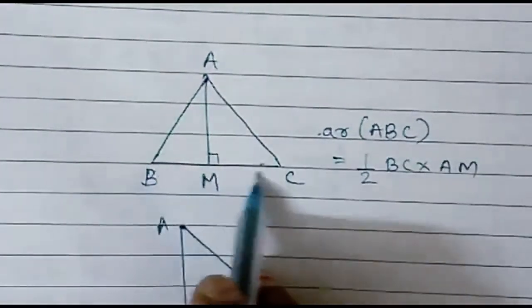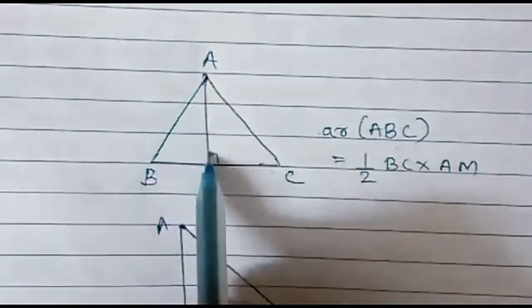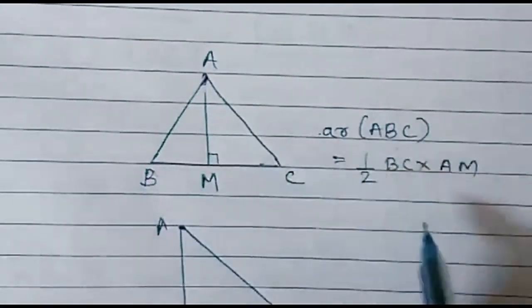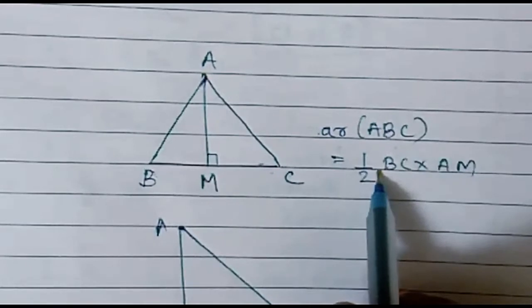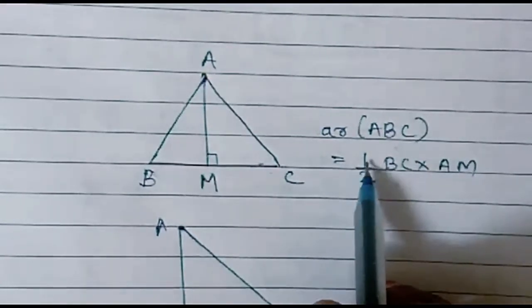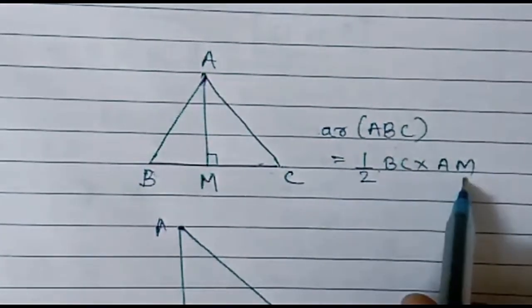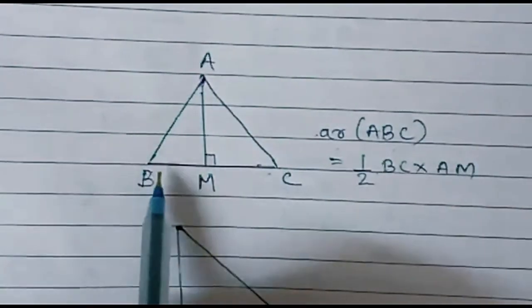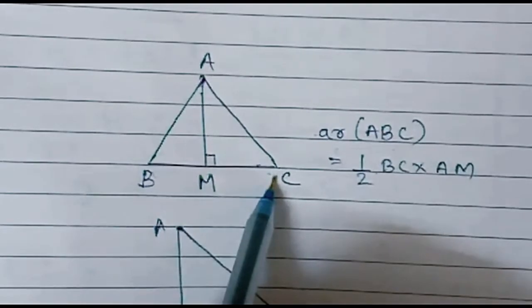So base is BC, on which we have drawn an altitude. So foot of the perpendicular M is on BC, right? So if it is an acute angle triangle, then we can write half into BC into AM, where you can see the position of foot of perpendicular is on line segment BC.